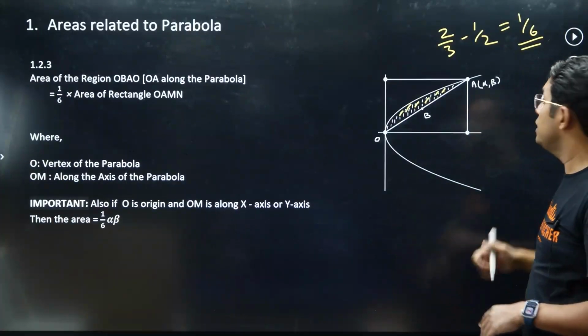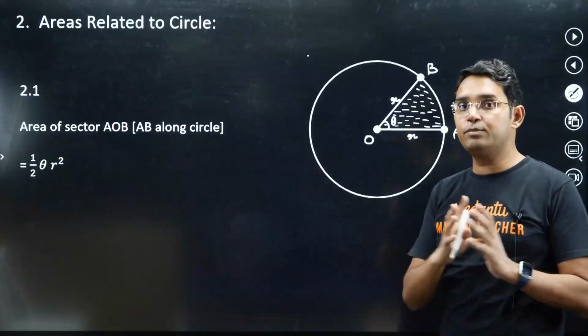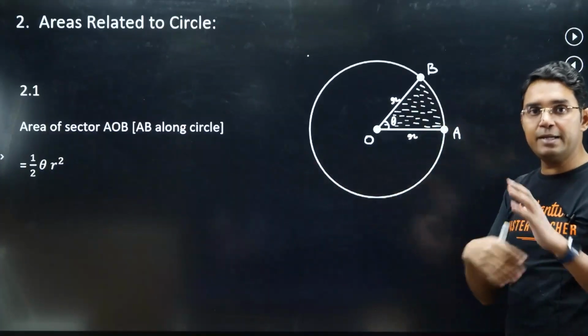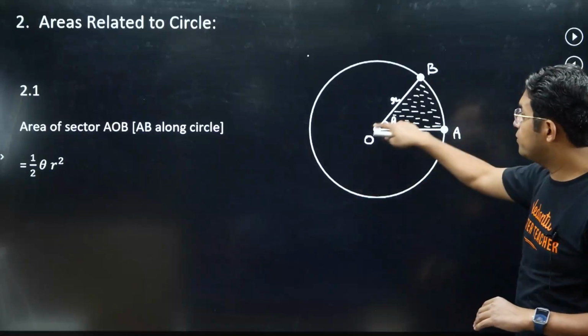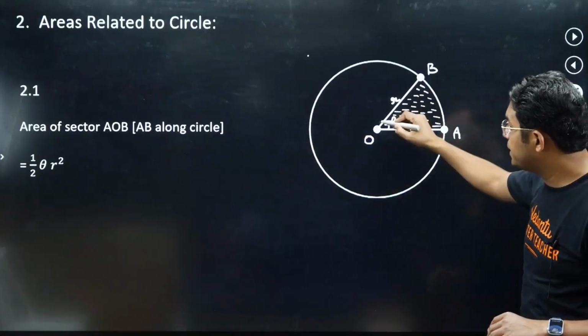So this is about the parabola. Now coming to the circle, and then I will extend this to the ellipse also. I think this is one very trivial thing everybody knows; it is just to complete things here. The area of the sector AOB is half theta r square, where theta is the angle subtended at the center.